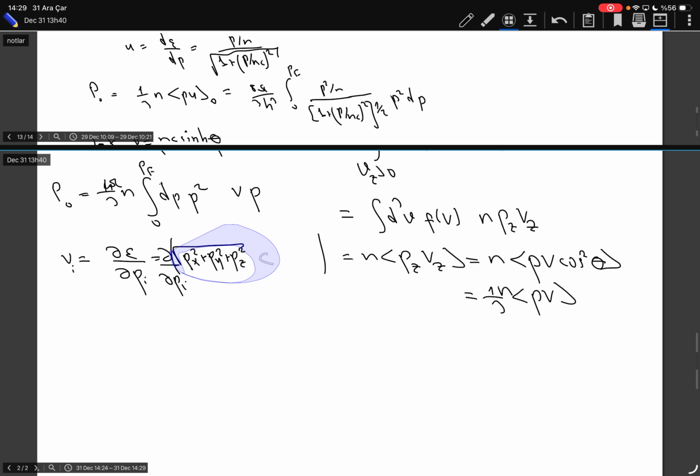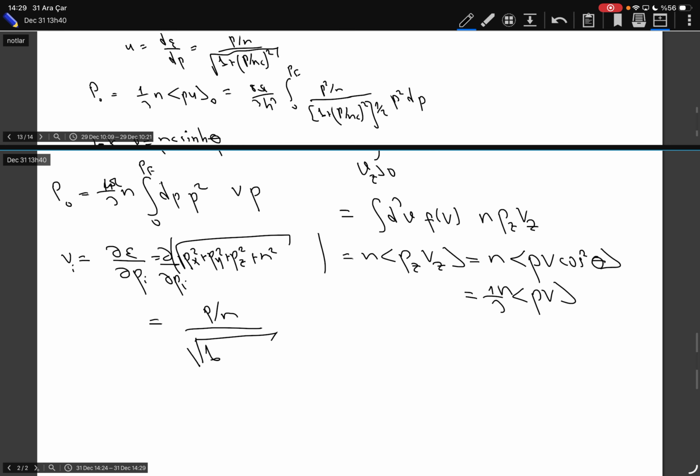This is also correct, but we can be better than that. This is p squared plus m squared under the square root. If you like, you can set the m equal to 0 afterwards, which will give me, okay, p over m divided by 1 plus p over mc squared. So this is the velocity.